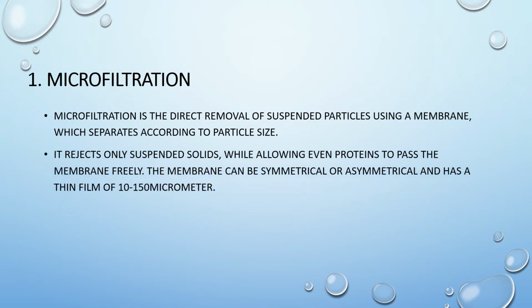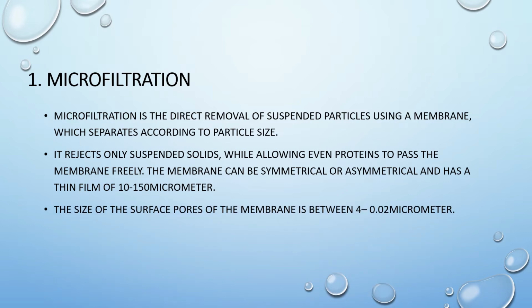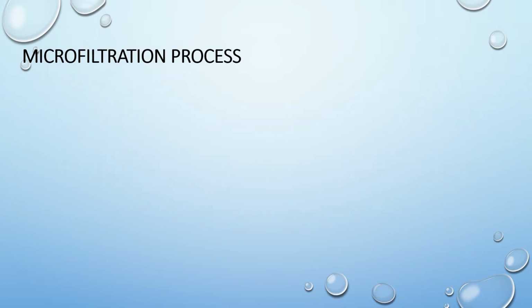It rejects only suspended solids, while allowing even proteins to pass through the membrane freely. The membrane can be symmetrical or asymmetrical and has a thin film of 10 to 150 micrometers. The size of the surface pores of the membrane is between 4 and 0.02 micrometers.